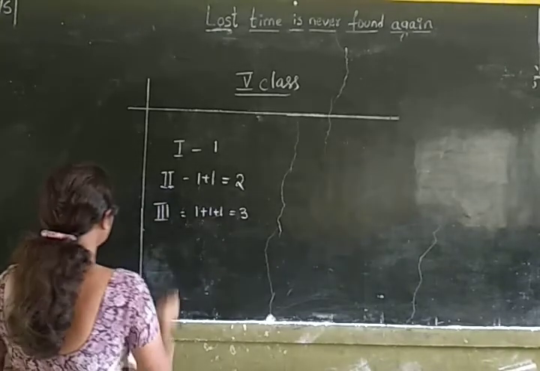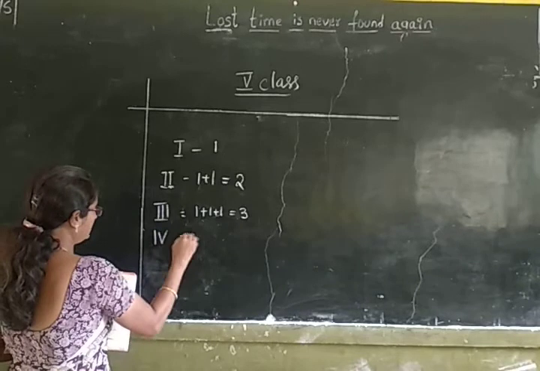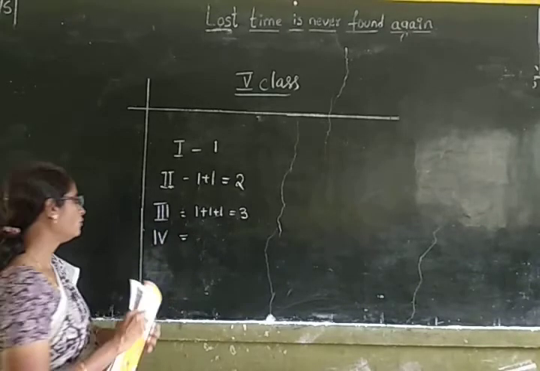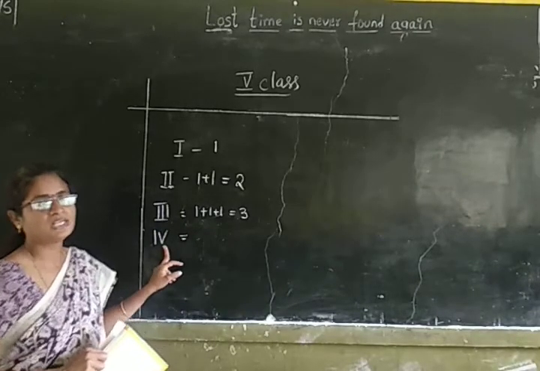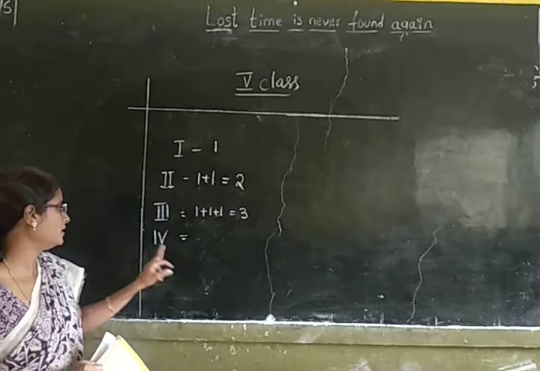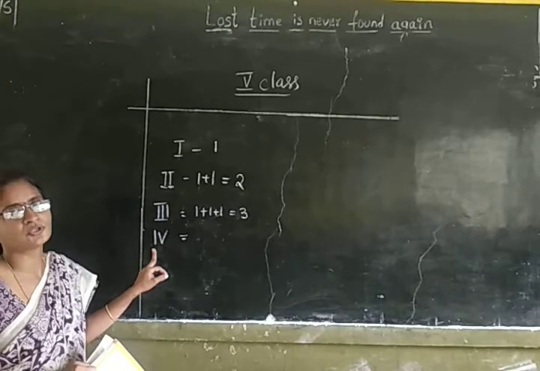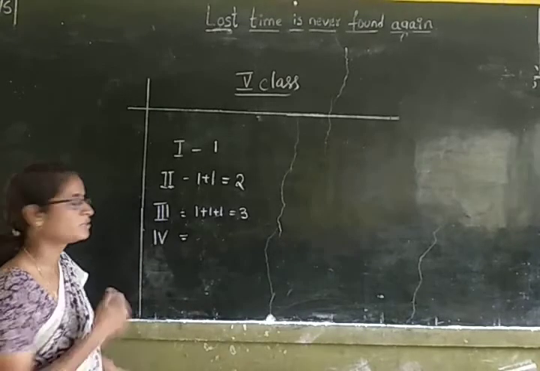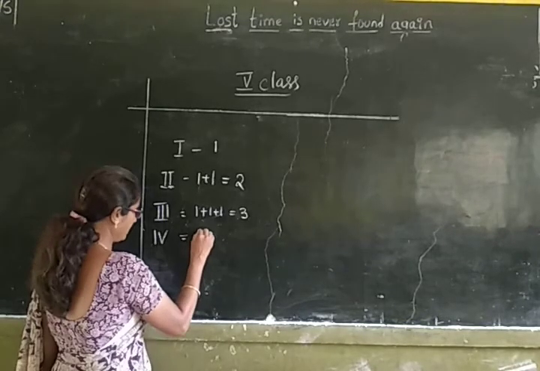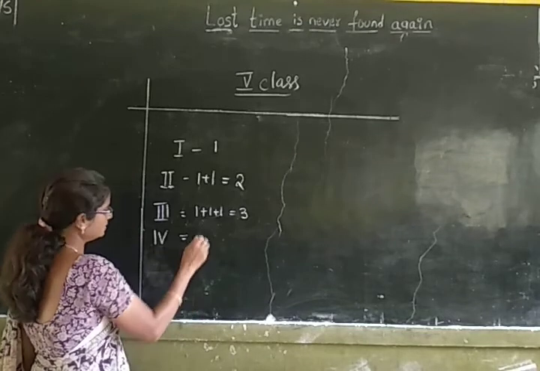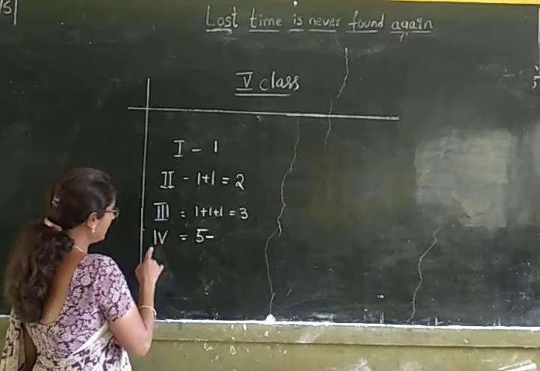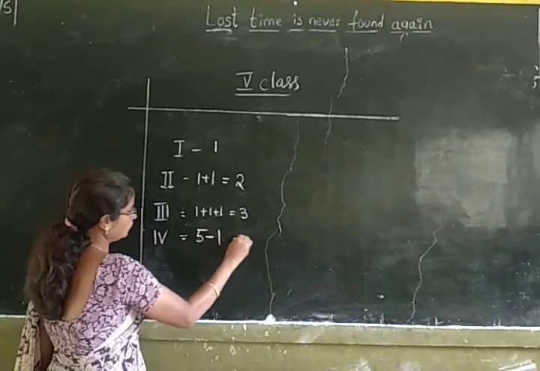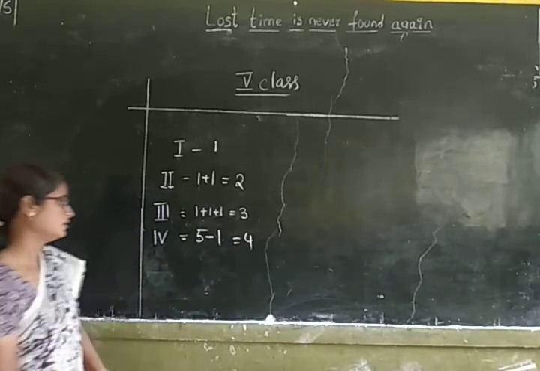Now let us write down IV. IV means 4. Here V is a bigger Roman numeral and I is a smaller Roman numeral. I is to the left side of a bigger Roman numeral. So what you have to do? You have to do subtraction. V means how much? V means 5. I means 1. 5 minus 1 is 4.